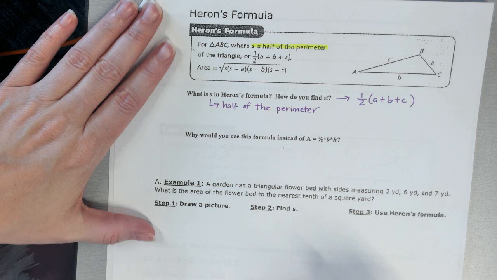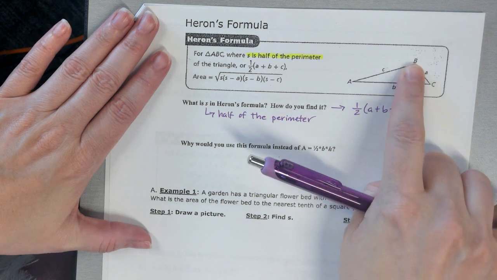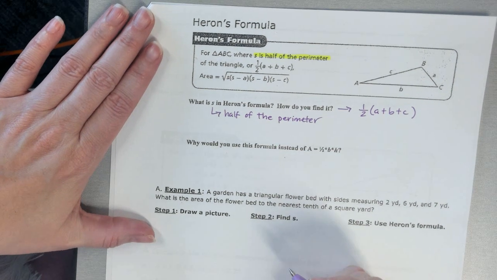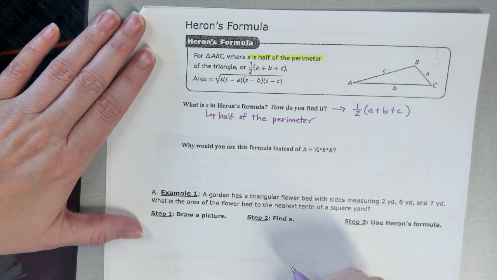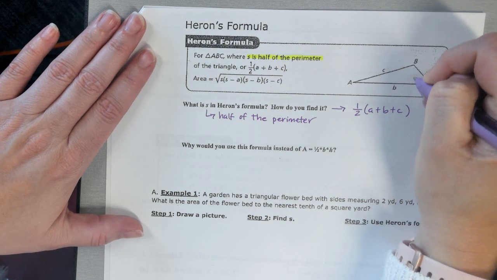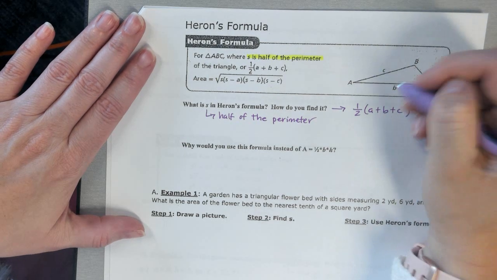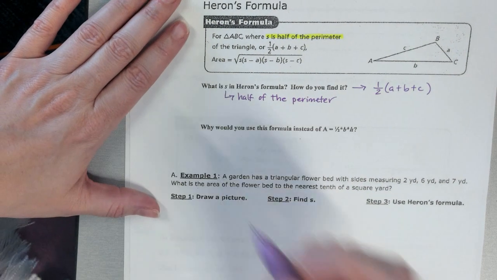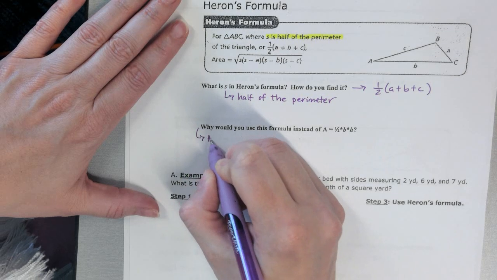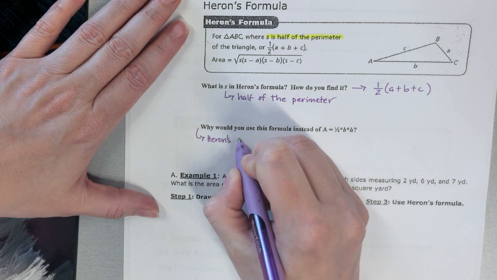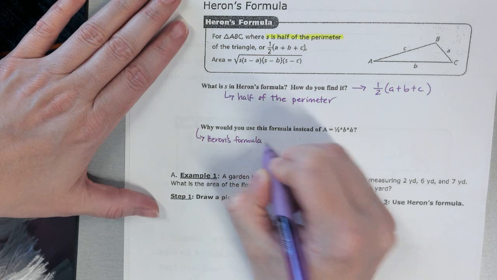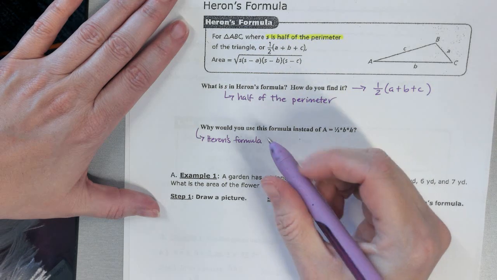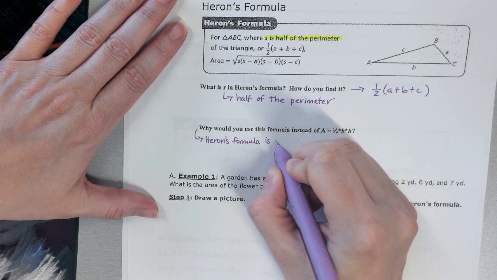If you aren't given the height, then last week we did talk about how you could find it with the sine. Remember we drew the slash down here. We did the sine of theta, but again you have to have an angle measure. So this is going to be the most efficient when you have what? So what do you need to find in order to use Heron's formula? All sides. Yes, all the sides.